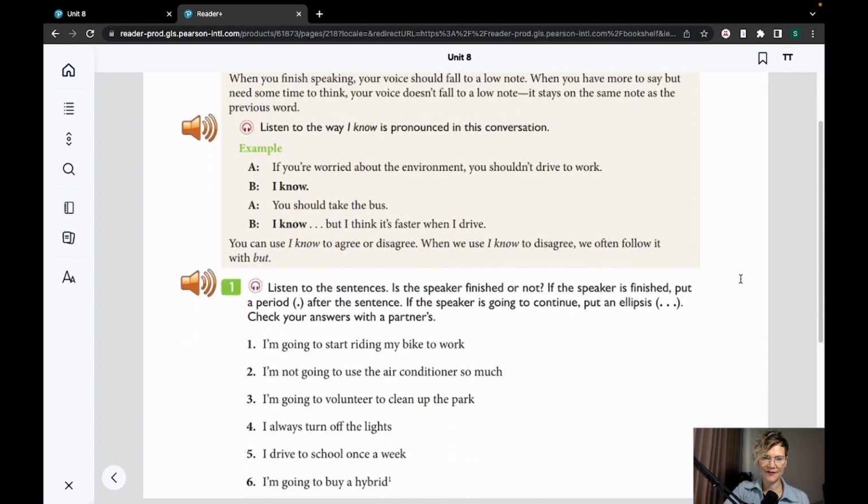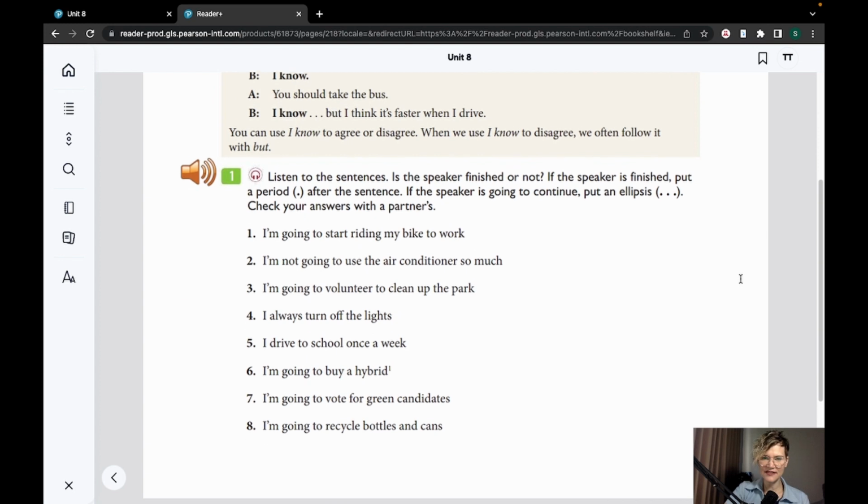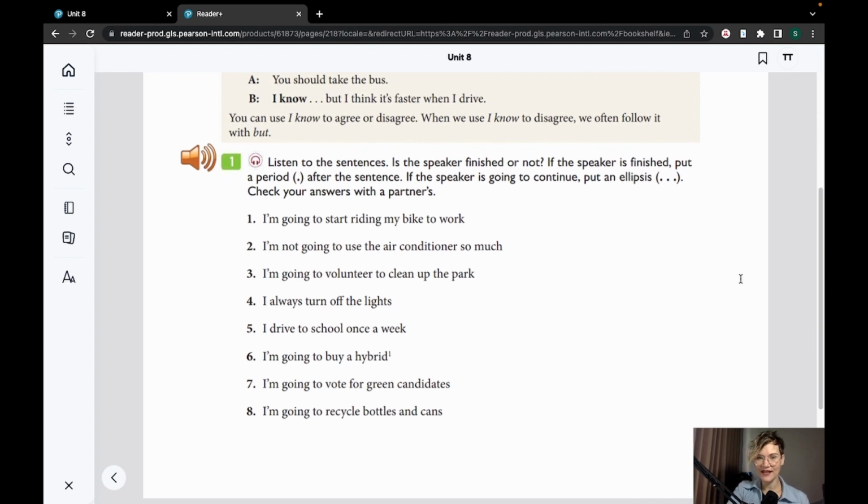Yeah. I want you to listen to the sentences, number 1 until 8. Is the speaker finished or not? That's the first question. If the speaker is finished, I want you to put a period at the end of the sentence. That means that the voice goes down to a low. If the speaker is not done talking, that means you hear that the voice is kind of staying at the same note, not really going down deep.